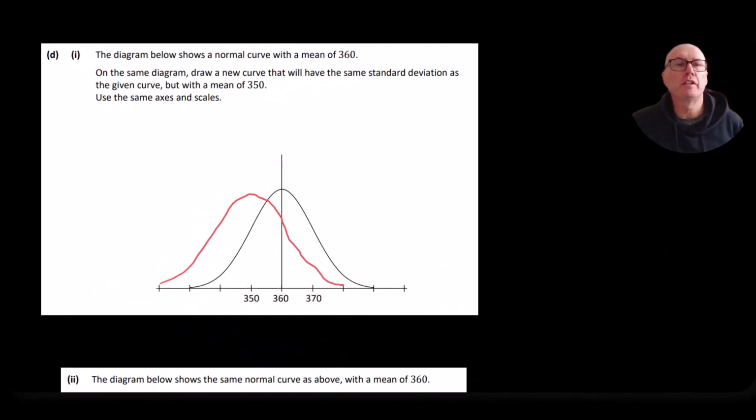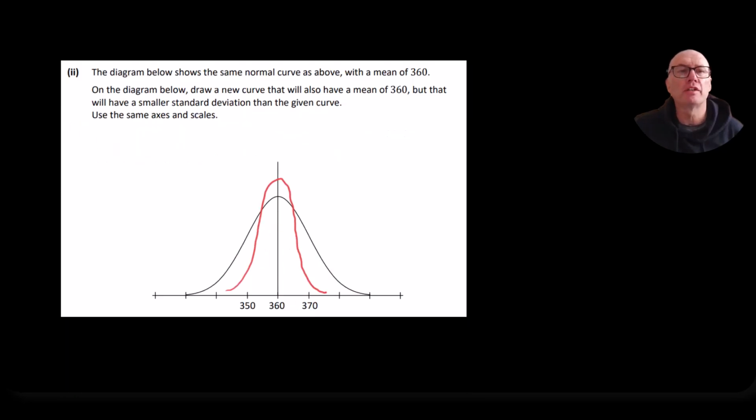Okay, so this is part D. The diagram below shows a normal curve with a mean of 360. On the same diagram, draw a new curve that will have the same standard deviation as the curve, but with the mean of 350. Use the same axis and scales. All you've really got to do is just shift this curve down to the left here, so that the new mean here would be 350. The mean here is 360. Mine's a little bit shaky there. Hopefully you guys will be able to do it a little bit smoother than that. But you're just shifting the graph 10 units to the left.